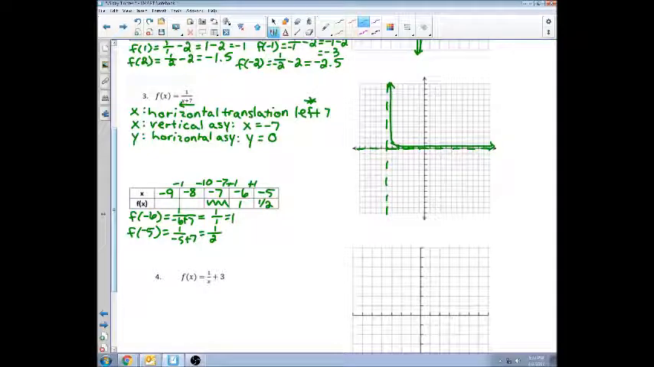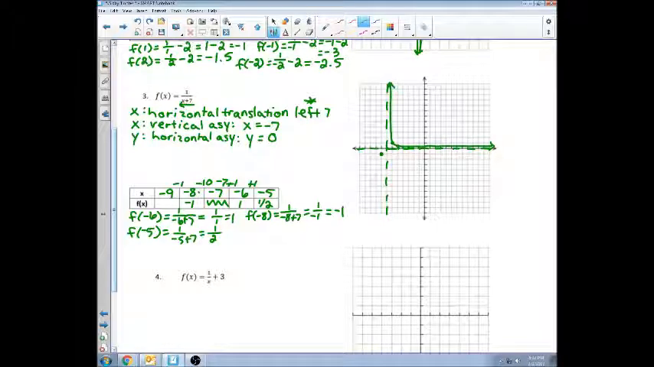Now I need to plug the negative 8 in for x. So f of negative 8 will equal 1 over negative 8 plus 7, which is 1 over negative 1, which would in fact be negative 1. So if I go to negative 8, that's 1 point past my vertical asymptote, and down to negative 1, I'm here.